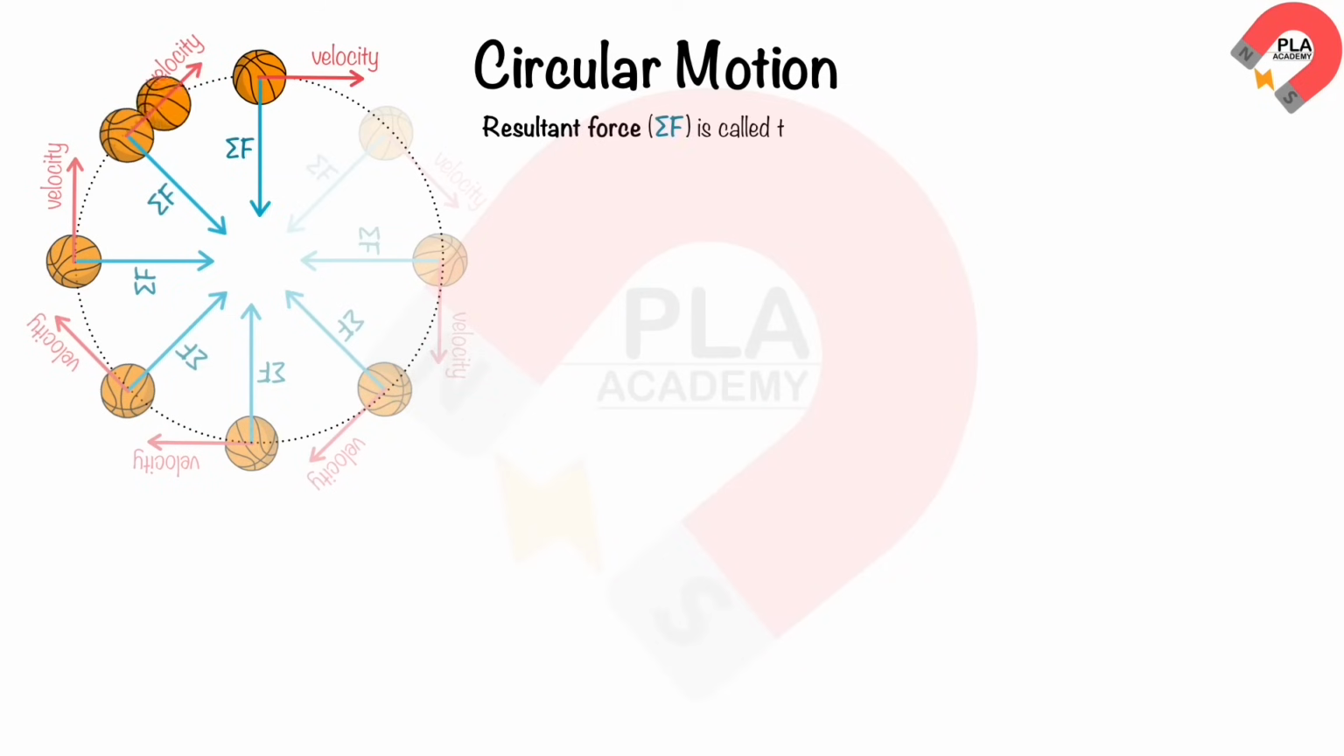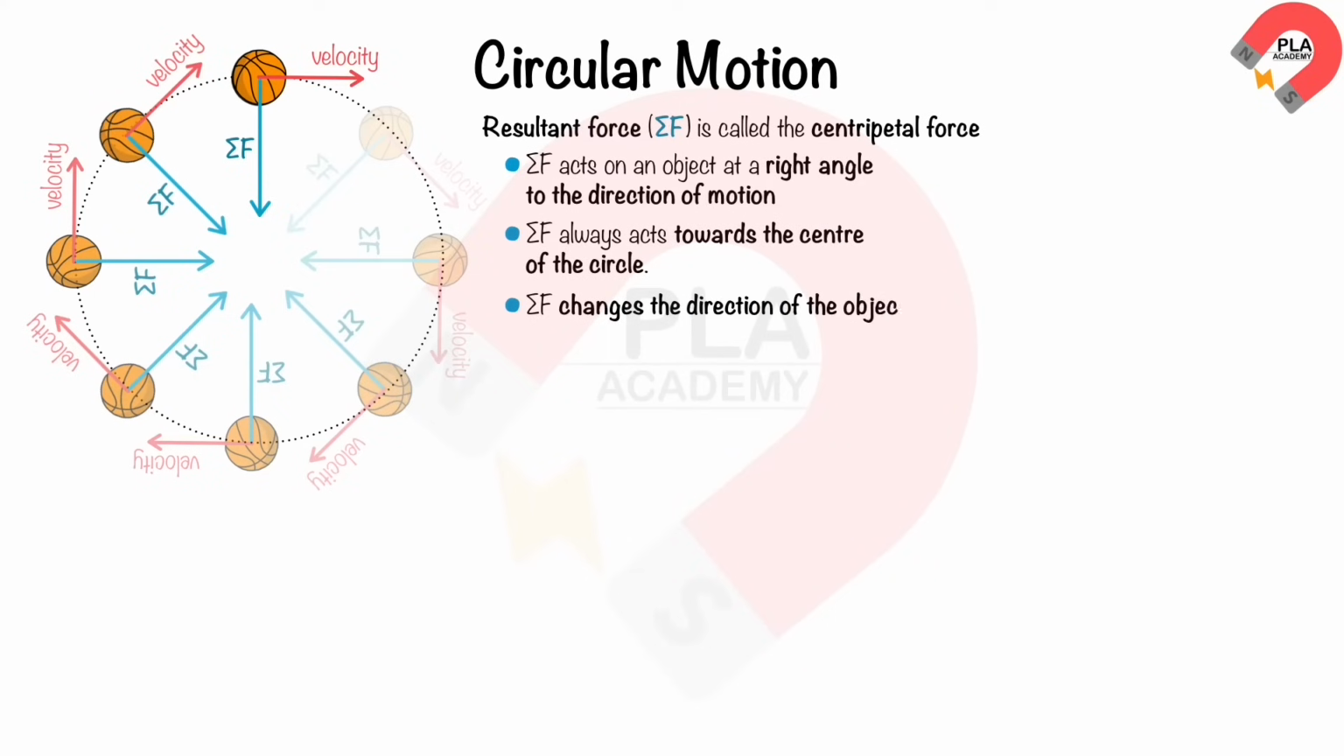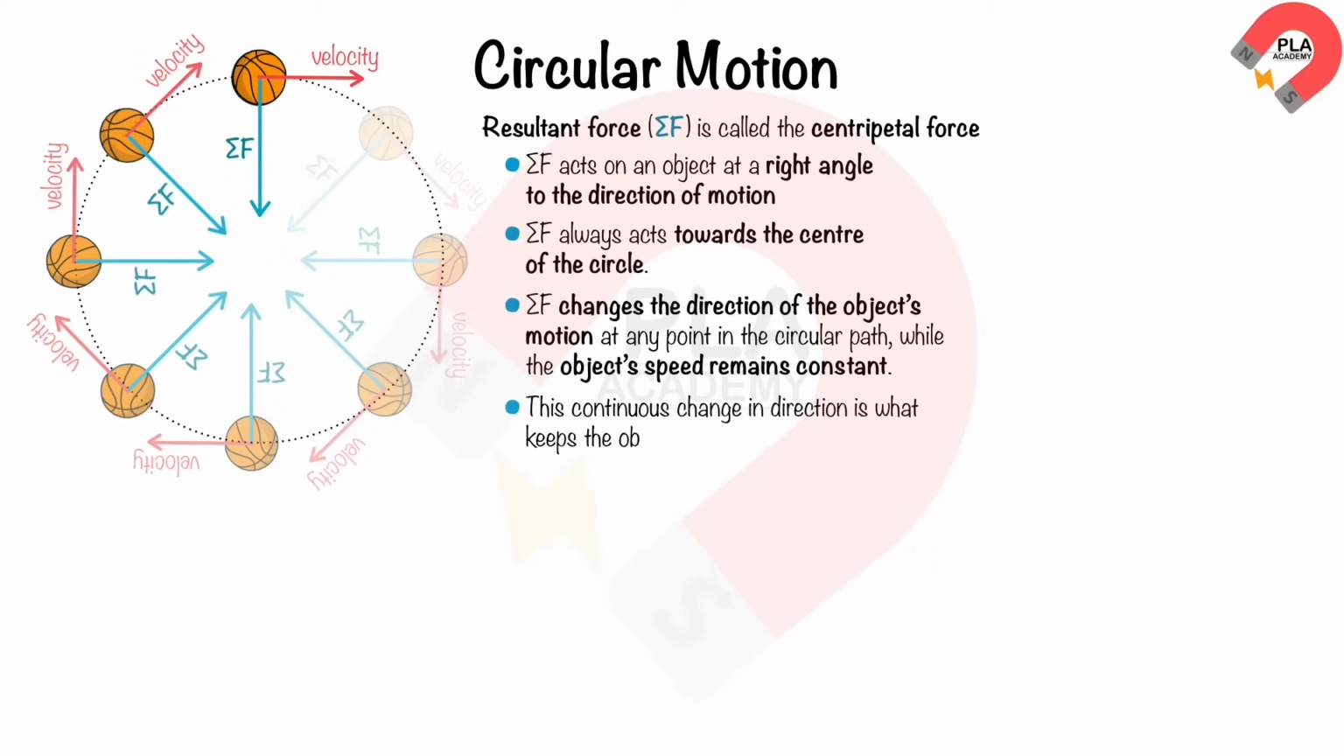There is a resultant force known as the centripetal force. It acts on an object at a right angle to the direction of motion. This force always acts towards the center of the circle. This resultant force changes the direction of the object's motion at any point in the circular path, while the object's speed remains constant. This continuous change in direction is what keeps the object in the circular path.